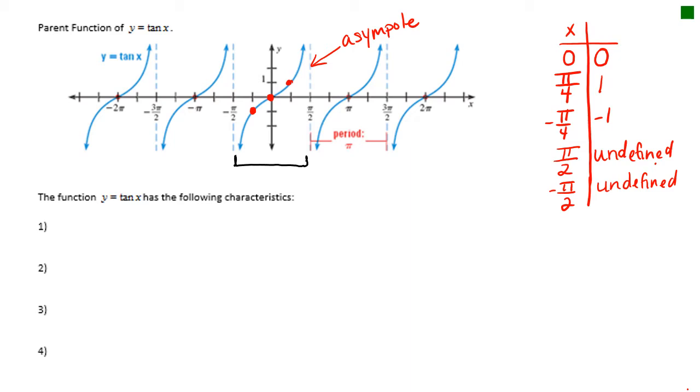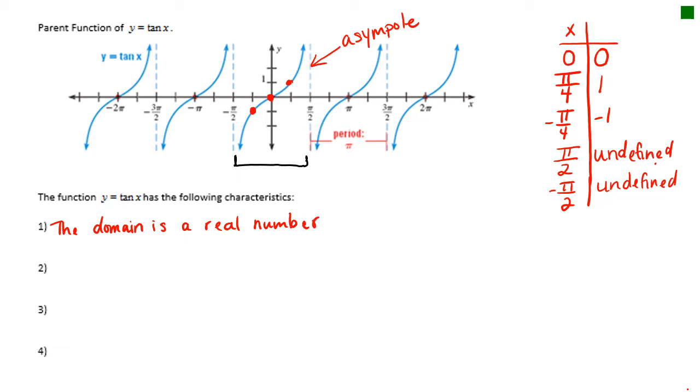So let's talk about some of the characteristics of y equals tan x. First of all, it's periodic, just like sine and cosine, so it repeats itself over and over again. So that's one thing to keep in mind. One is the domain. We think of the domain as all real numbers except at pi halves or multiples of pi halves.